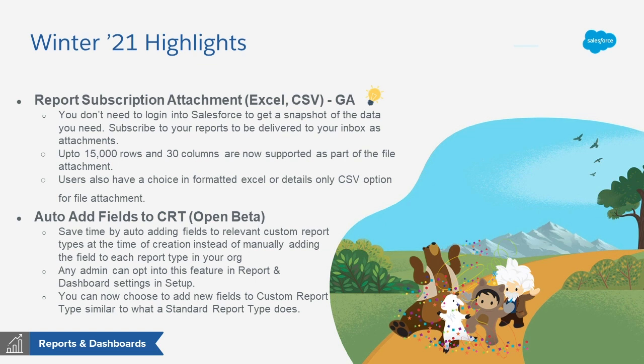in your email. The next feature is one of my personal favorites, and from the feedback we've been hearing already, it's a huge productivity win for the admins. You can now save time by auto-adding fields to relevant custom report types at the time of creation instead of manually adding the field to each report type in your org. An admin can opt into the feature via setup. And you can add new fields to the custom report type similar to what a standard report type does.